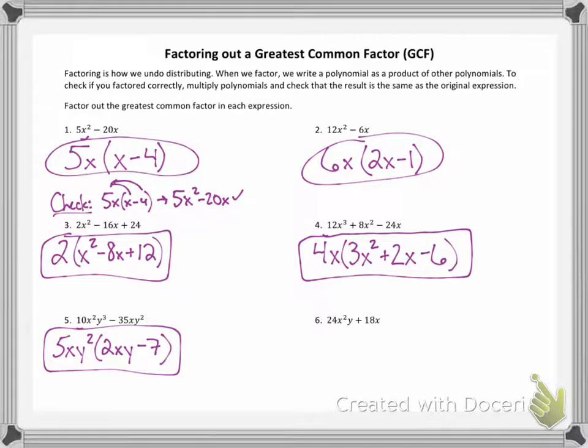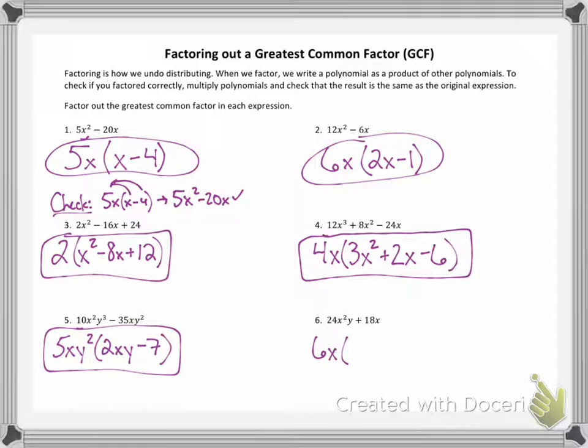Last but not least, here on this slide, we've got 24x squared y plus 18x. Biggest number I can divide out of 24 and 18 is 6. I have an x squared and an x. That means I can take an x out of each. I have a y, and I have no y in the second term. That means I can't take anything out in regard to the y's because there's no y in the second term. So my GCF of the 2 terms given is 6x.